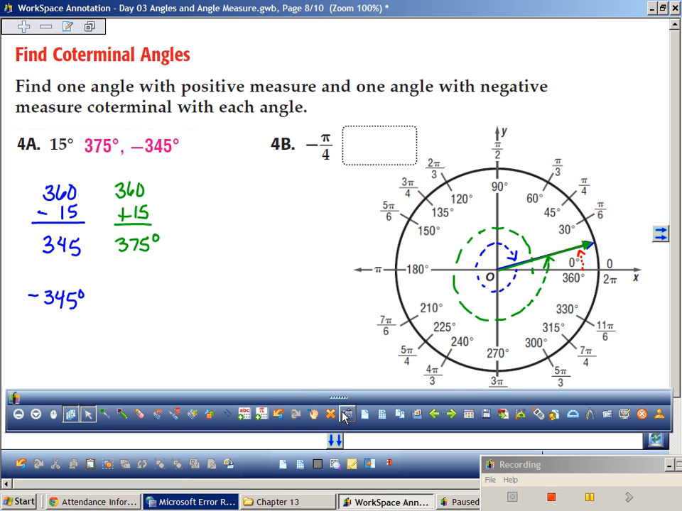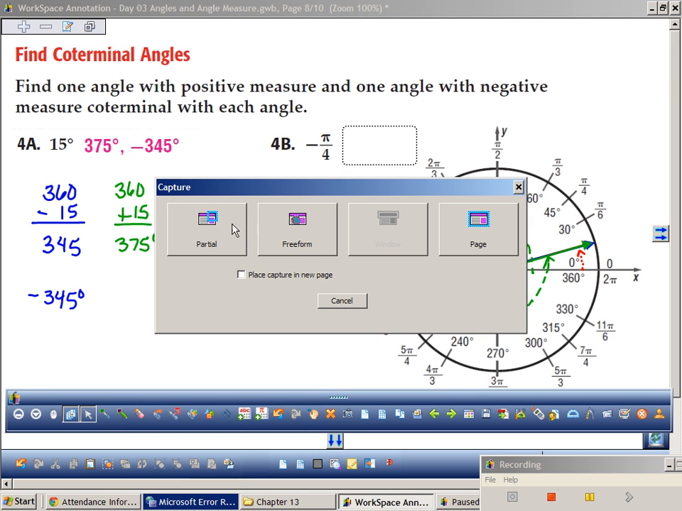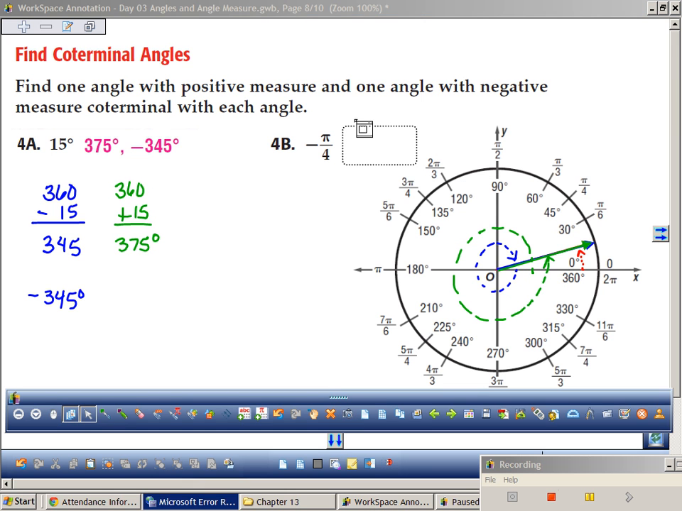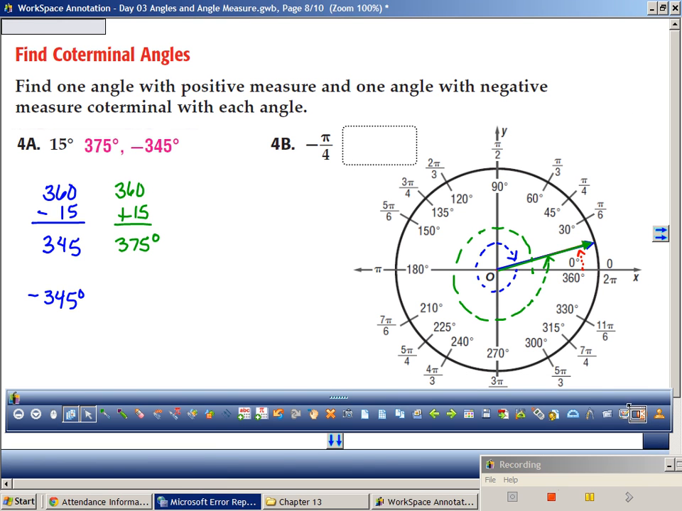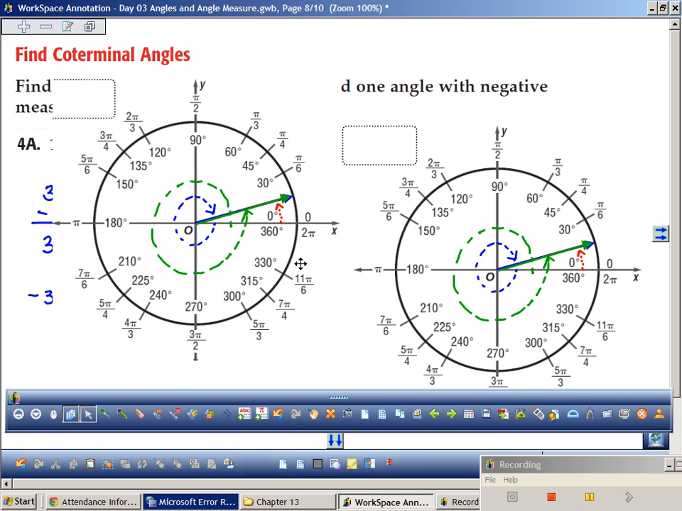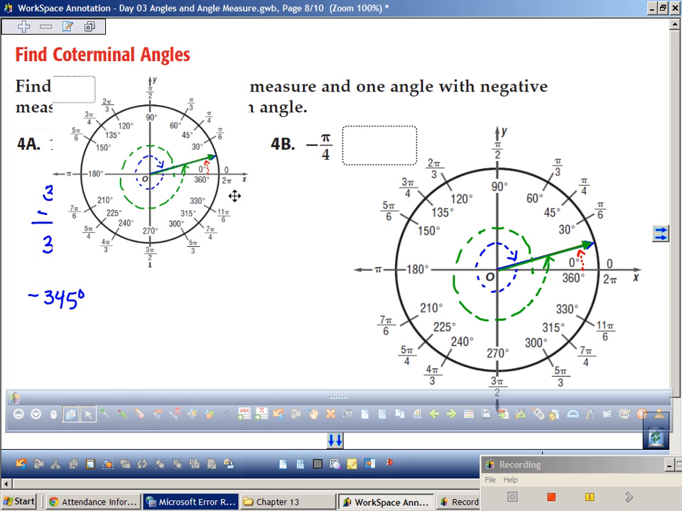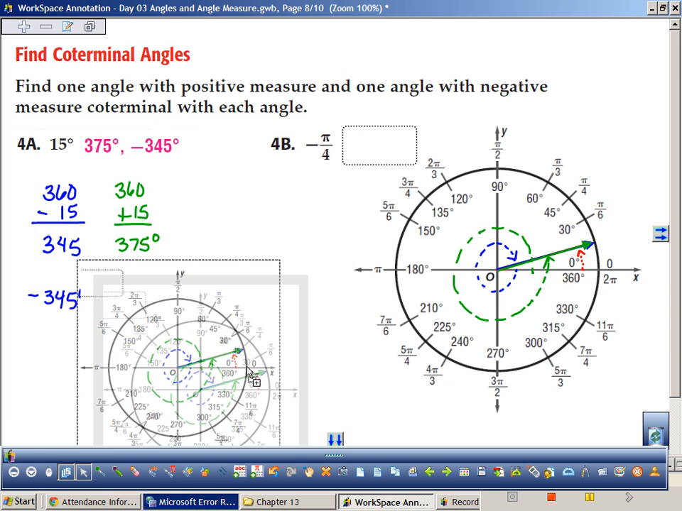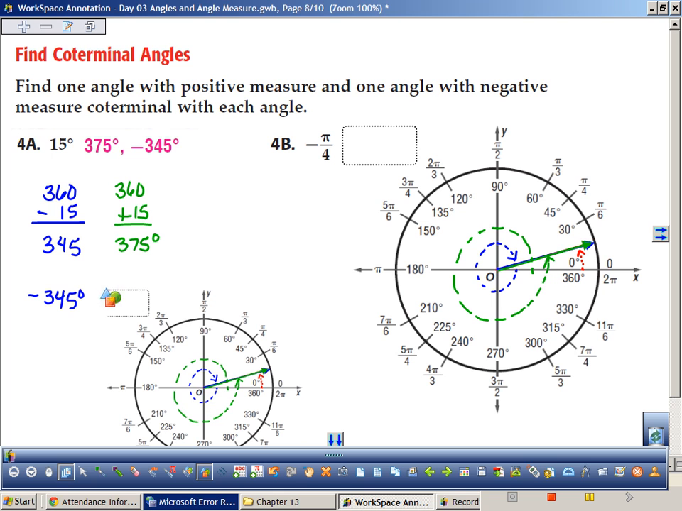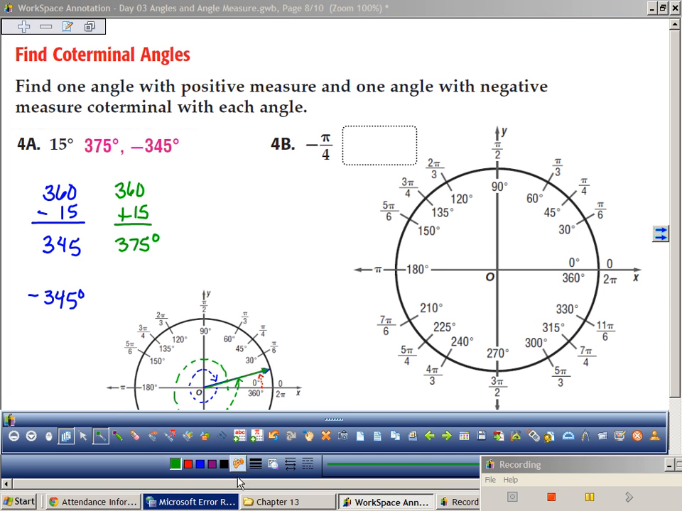All right, so I'm going to take a picture of this and drag it over here so you've kind of got this as an example. I'm going to put this in blue for you. All right, and I'm going to erase this. Now let's do the other one. All right, this one's a little more complicated.